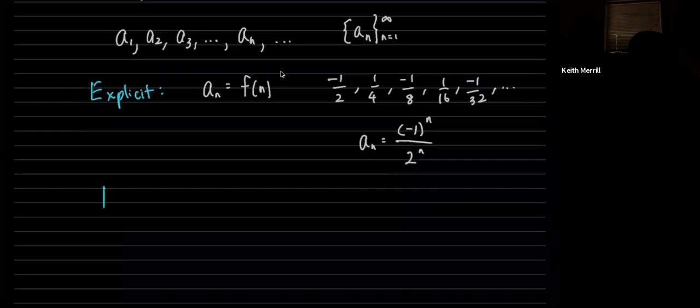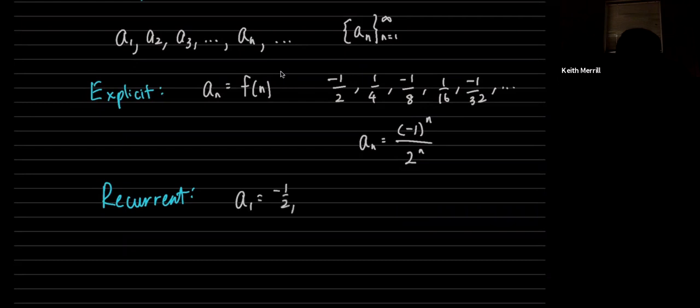So the alternative to this, that we won't necessarily see, but which shows up a lot and which people talk about, is a so-called recurrent sequence. A recurrent sequence tells you how to get the next term from the previous. And sometimes it's just from the immediately preceding term. So for instance, I might tell you that a_1 is -1/2, and that a_(n+1), the (n+1)th term of the sequence, is -1/2 times a_n.